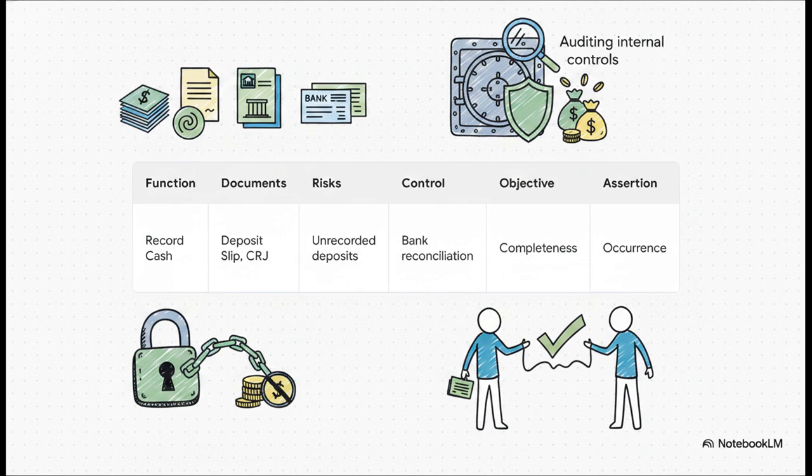In a modern digital setup, though, this manual bank rec is usually replaced by automated software that matches incoming electronic funds transfers directly to open invoices, instantly flagging only the unmatched exceptions for human review.